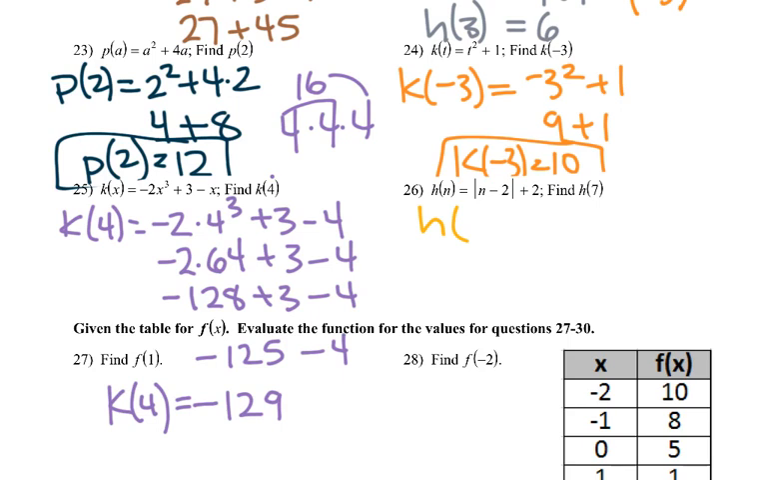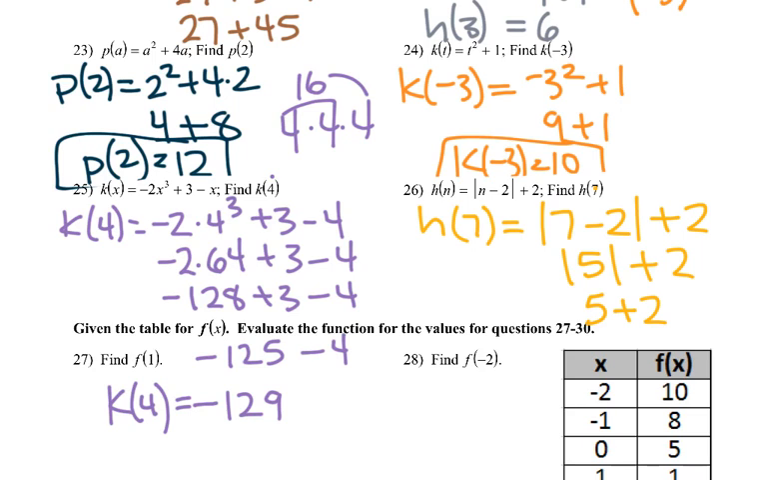So h of 7, that's our input, equals the absolute value of 7 minus 2, plus 2. So deal with the absolute value first. 7 minus 2 would be 5. Absolute value of 5 is 5. 5 plus 2 is 7. So h of 7 equals 7.